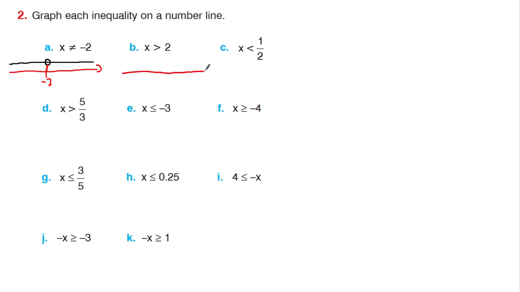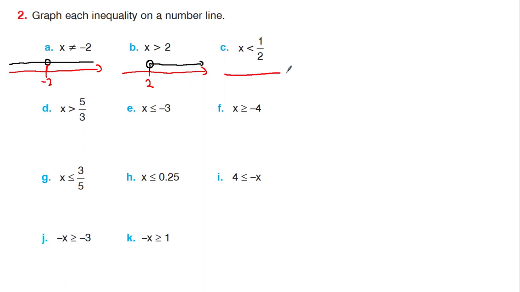So all the numbers except the number -2. Under B, we have x greater than 2. So we have the number 2. All the values here are greater than 2. How do we show that? Well, we can show it something like that. This part should be empty here. So all the numbers from 2 to the right side.